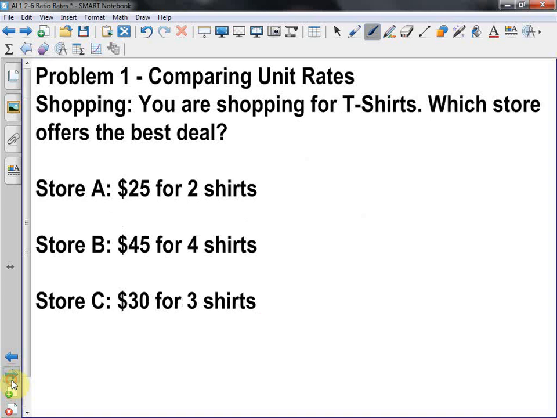Okay. Here's problem 1. We have 3 different stores that are selling T-shirts, right? And you're trying to do the best school shopping that you can. You want to get as many T-shirts as you can for your summer money, right? Everybody in here has a summer job, right?